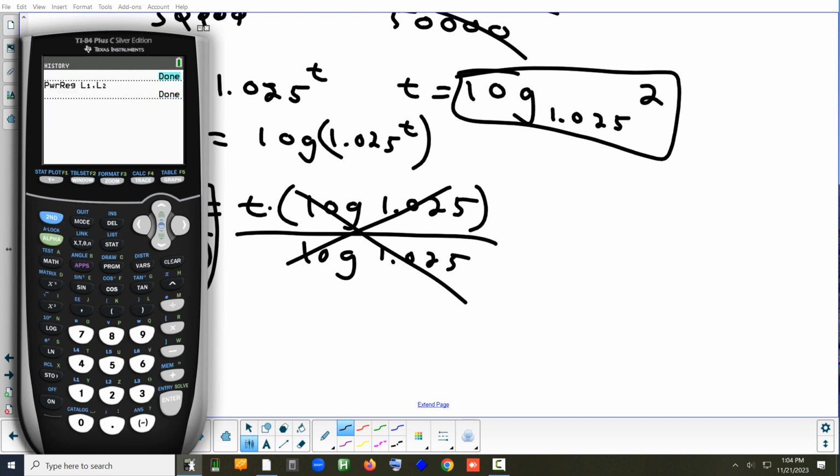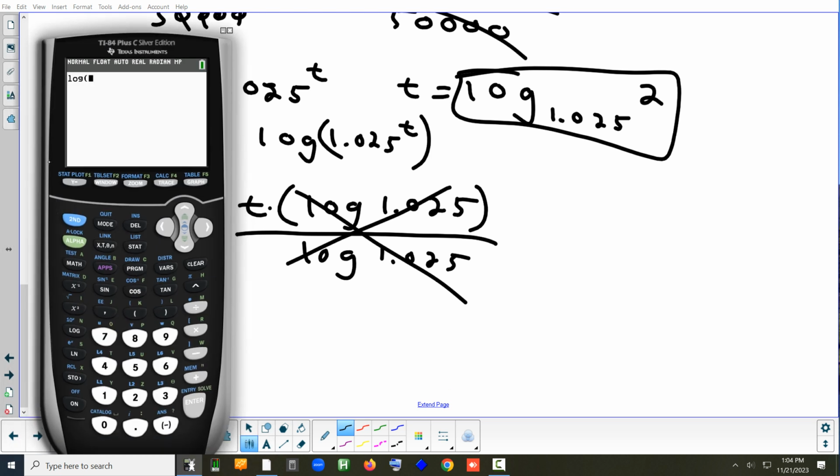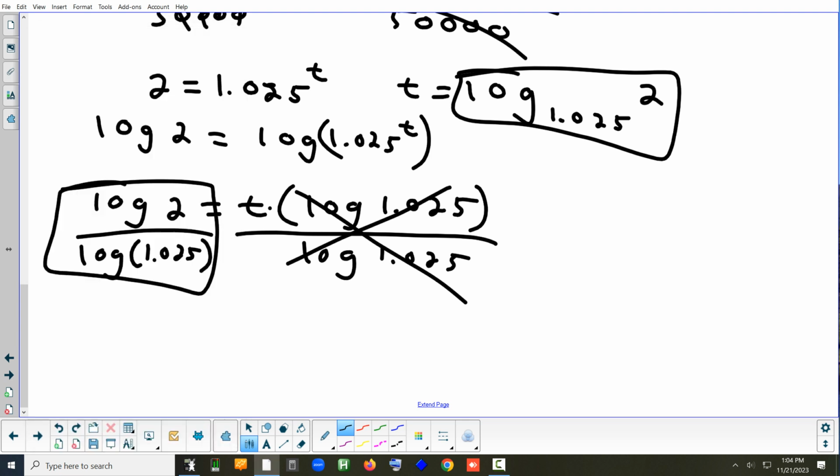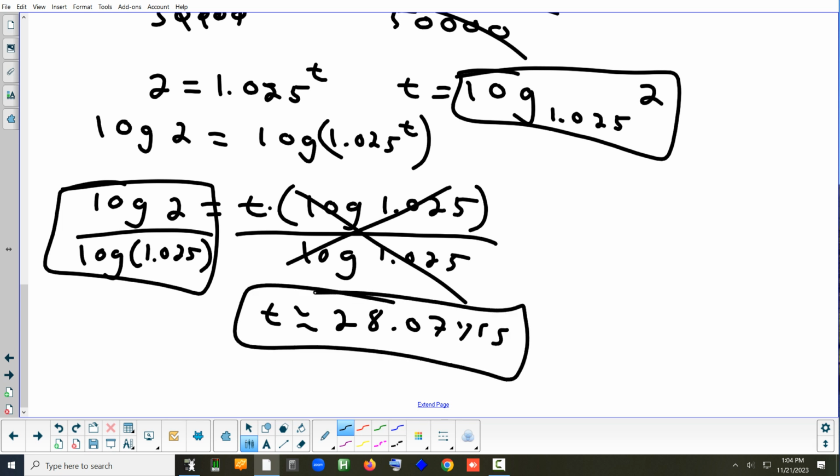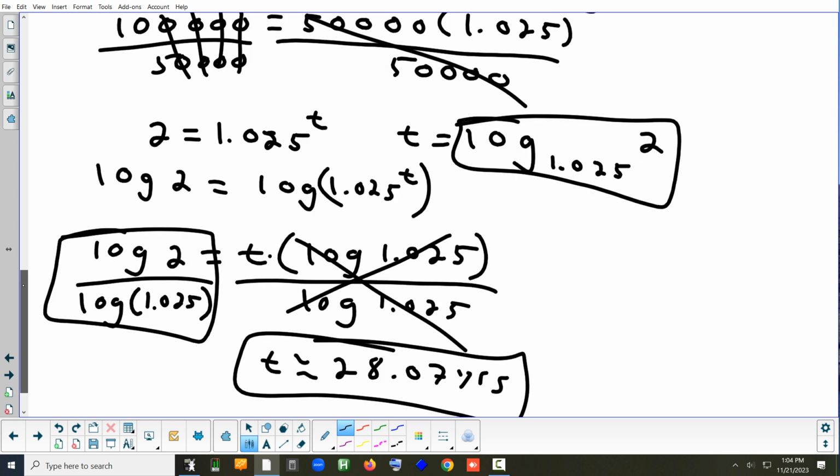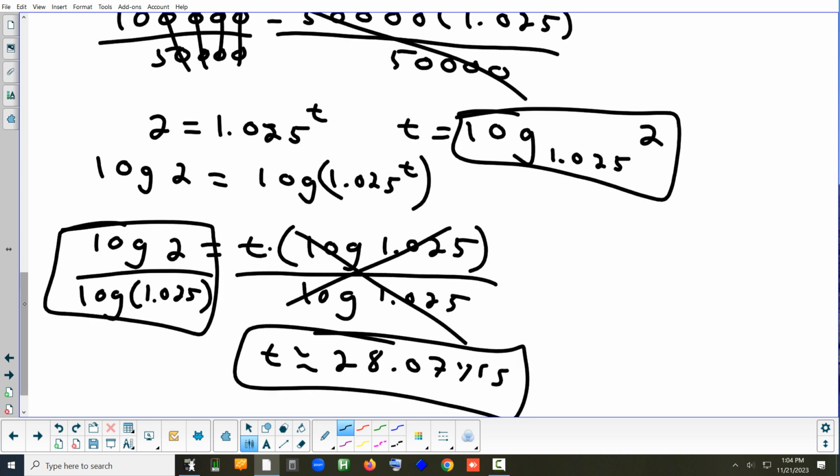When you type it in, make sure you close the parenthesis after the 2. So log 2, close it, divided by log 1.025, and I thought it was about 28. That's what we got when we solved it graphically. It's 28.07 years. Okay. Any question on how we solved that?